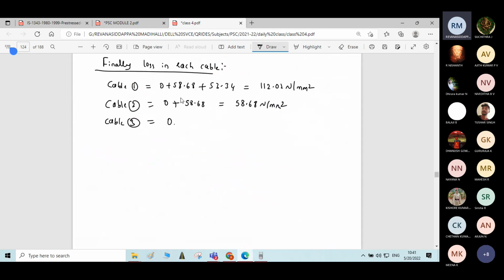So knowing the total losses in each and every cable, finally the average loss you can calculate, that is 112.02 plus 58.68 plus 0 whole divided by 3. If you calculate, you will get it as 56.9 Newton per mm square as average loss.